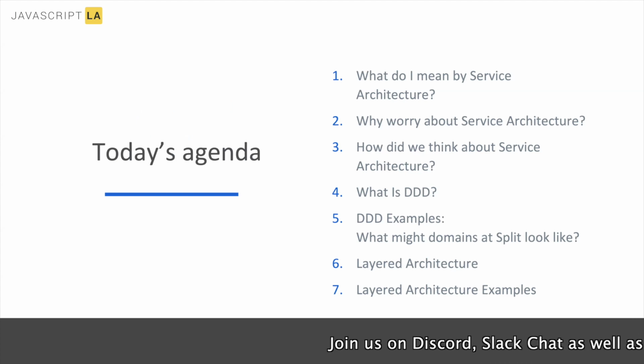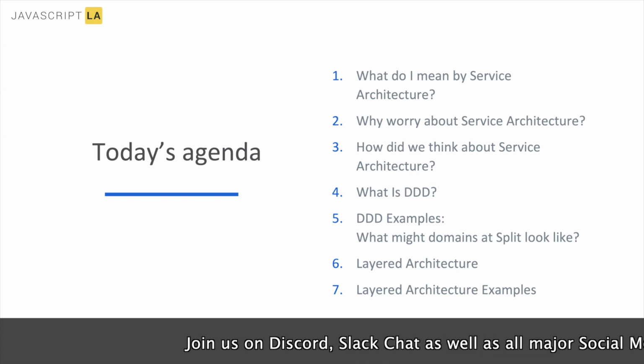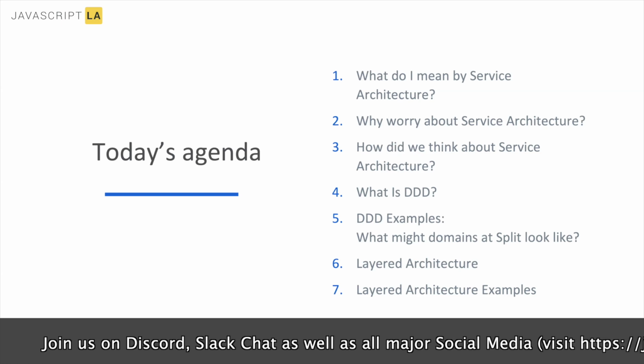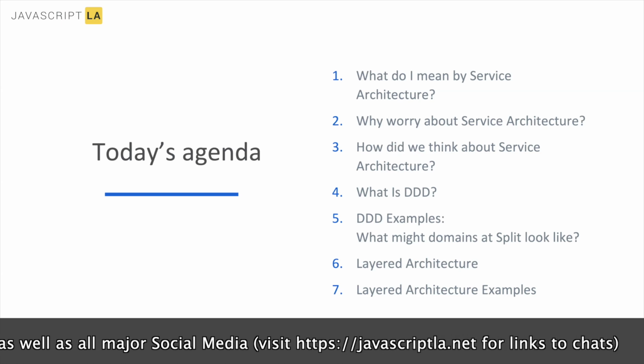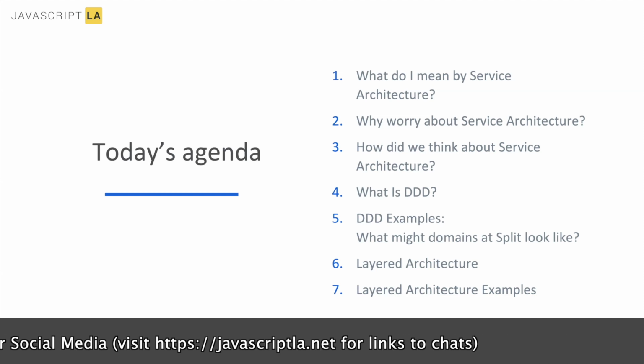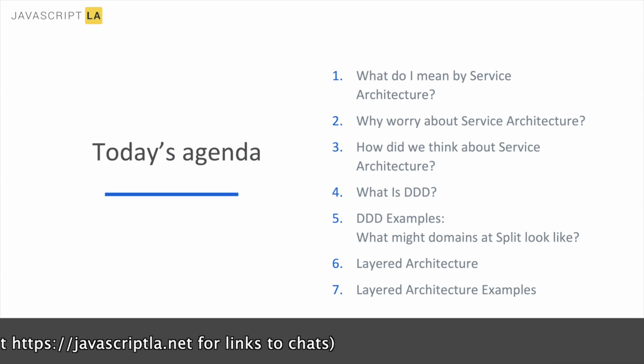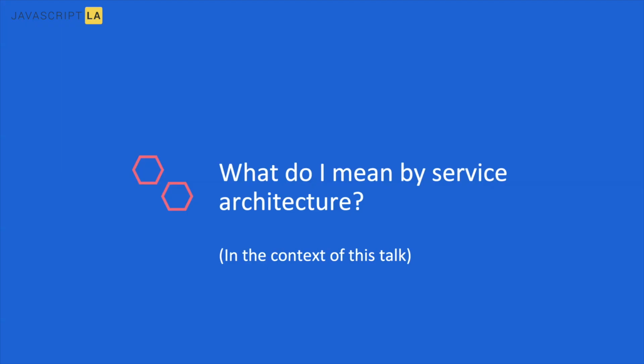First of all, I'm going to talk about what I mean by this, and then why we even care, and then dig into how we thought about service architecture, and then specifically talk about domain-driven design and some of the examples on that side, as well as layered architecture and some of the examples on that side. So what do I mean by service architecture, since that's pretty overloaded and can mean many, many different things.